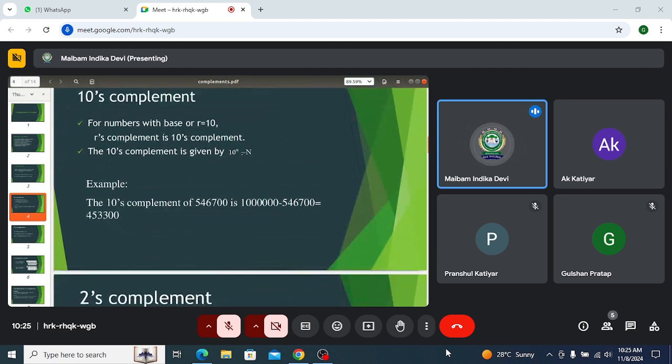For example, let's say the number N is 546700. How many digits are there? 1, 2, 3, 4, 5, 6. Okay, so there are 6 digits. So 10 to the power 6 means there will be 6 zeros. 1, 2, 3, 4, 5, 6. Okay, 6 zeros, 10 to the power 6, minus the number. So this will give the tens complement of this number. Understood? How do you find the tens complement of a number?